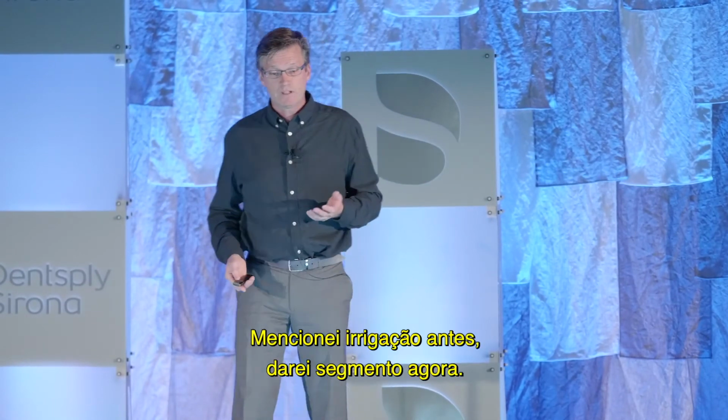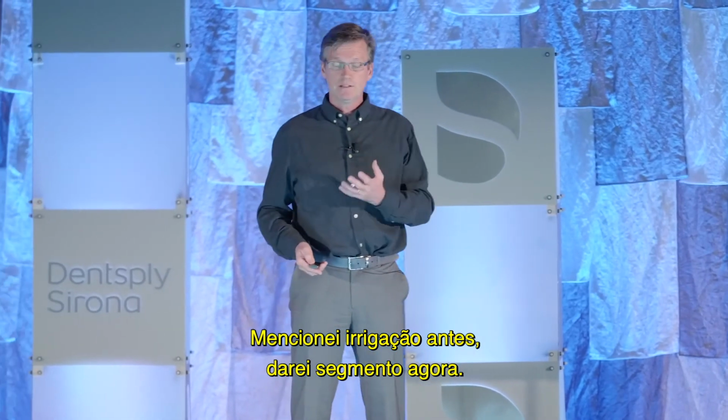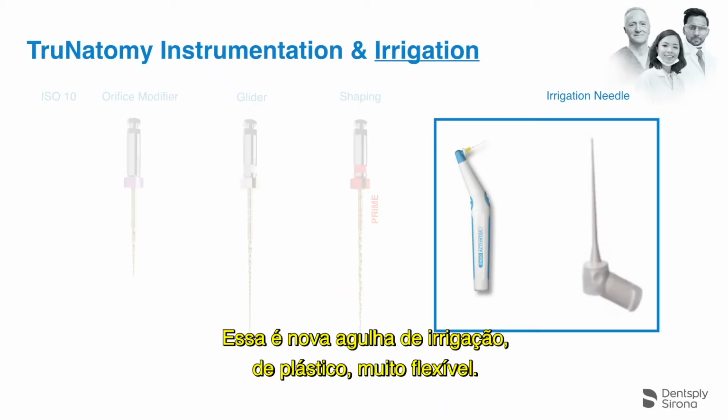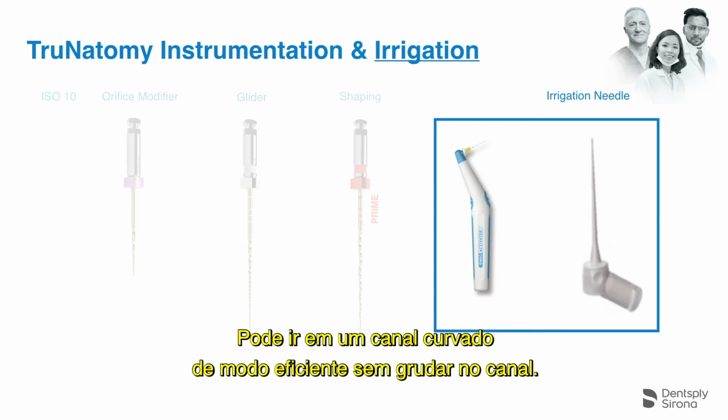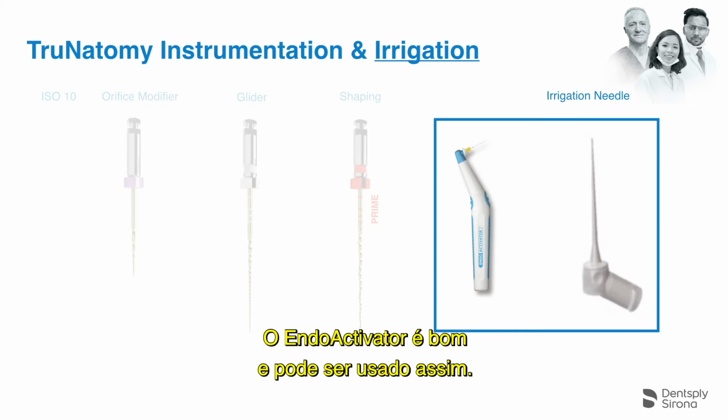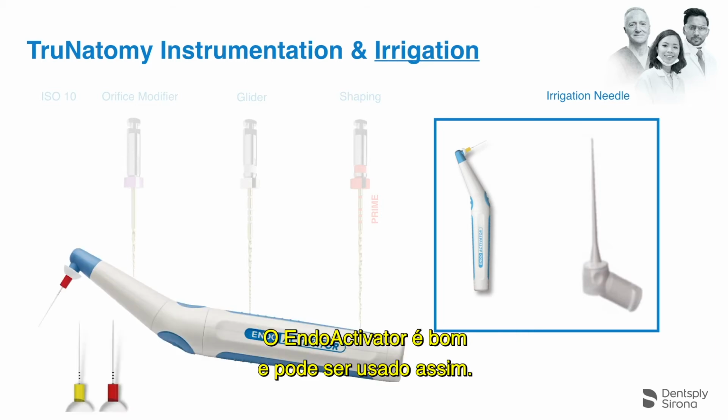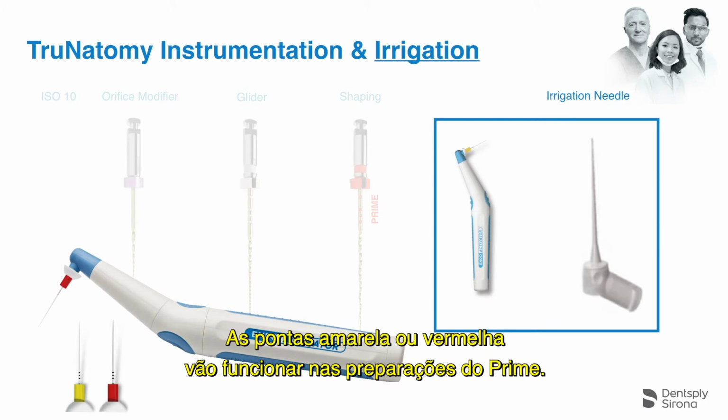Okay, I talked about irrigation for a sec, and I will continue that. This is the new irrigation needle. It's a plastic needle that is flexible in all directions and can be placed in a curved canal without binding in the canal efficiently. The EndoActivator is a good tool, and you can definitely use it with this. Both the yellow and the red tip will work in prime preparations.